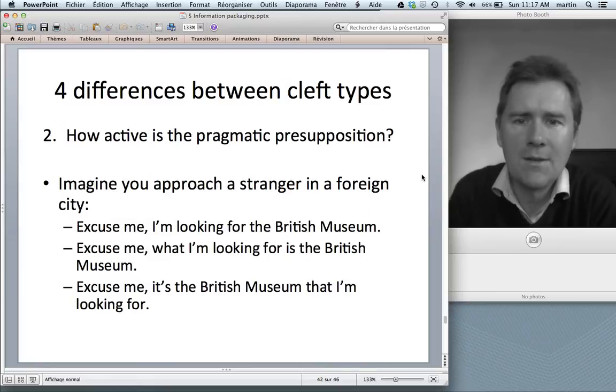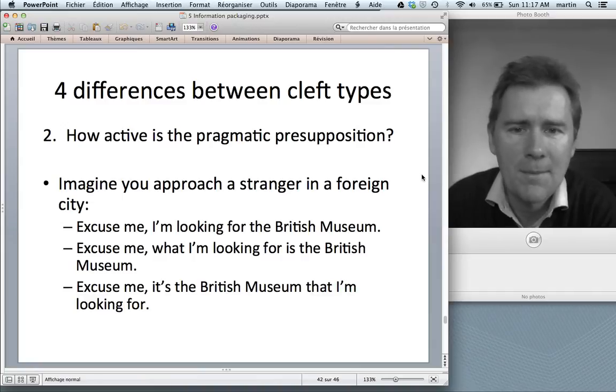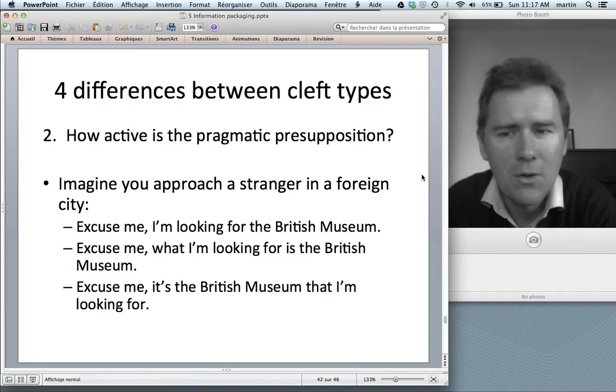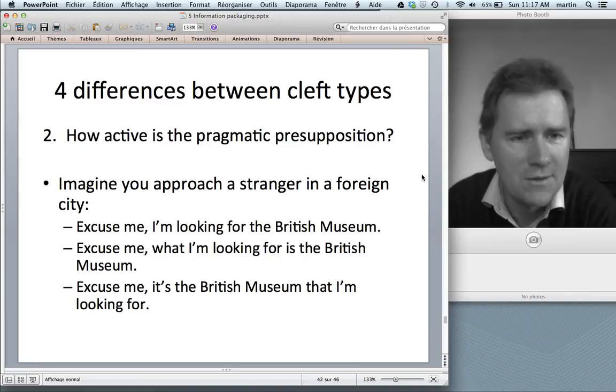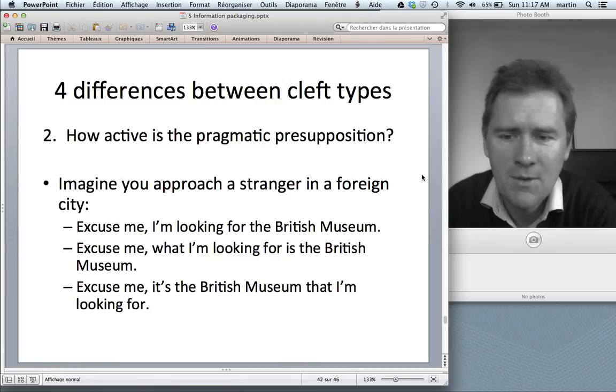The second difference concerns the activeness of the pragmatic presupposition. So imagine that you approach a stranger in a foreign city, and you say one of the three following sentences. Excuse me, I'm looking for the British Museum. Excuse me, what I'm looking for is the British Museum. Or, excuse me, it's the British Museum that I'm looking for.